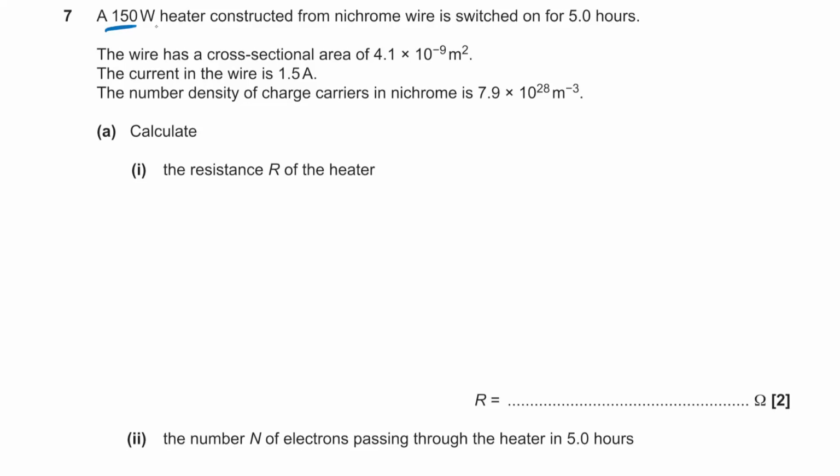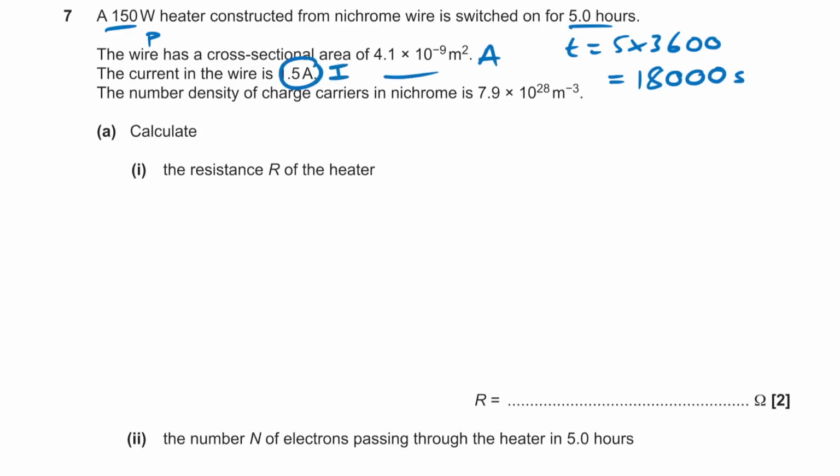Number 7, we have a power, we have a time. I'm just going to say 5 times 3,600. So that's going to give me 18,000 seconds. We have a cross-sectional area, we have a current, and we have the number density. What is the point in drift velocity? Okay, calculate the resistance R of the heater.